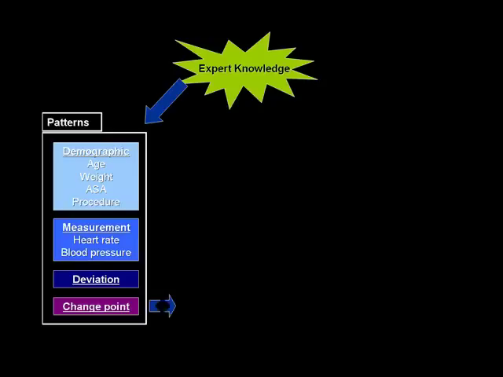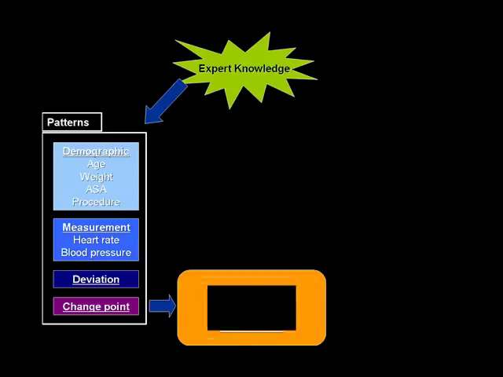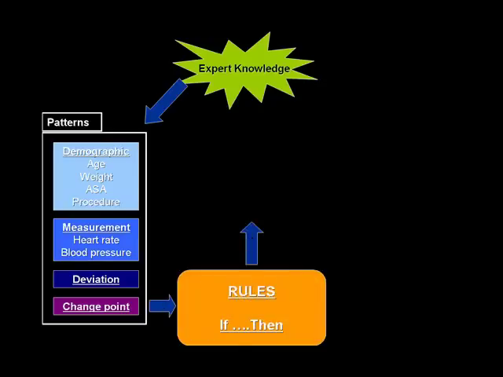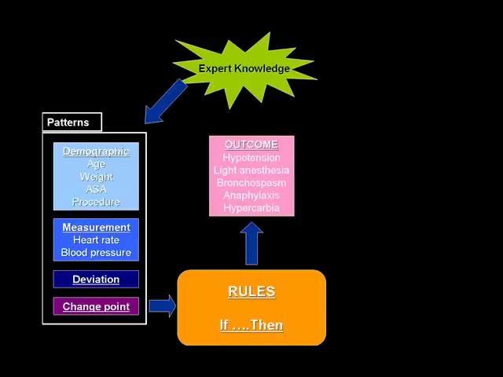These patterns are then combined in a series of if-then rules to produce specific outcomes, such as hypotension or light anesthesia. The outcome itself can be used as a pattern and combined with other types of patterns in a series of new rules to produce new outcomes.